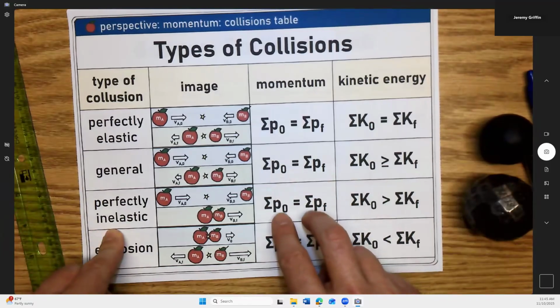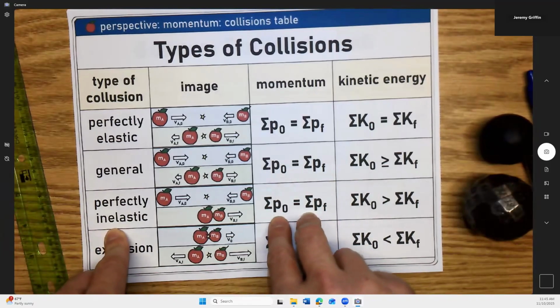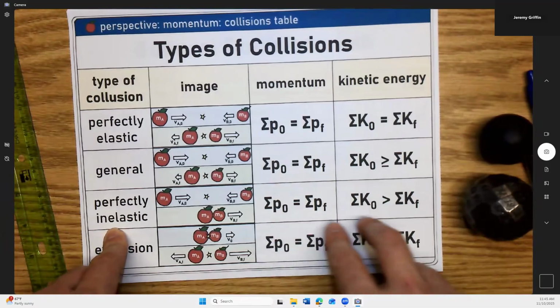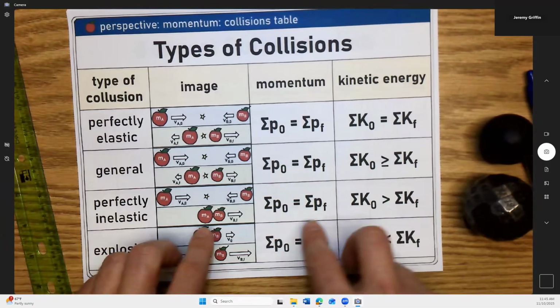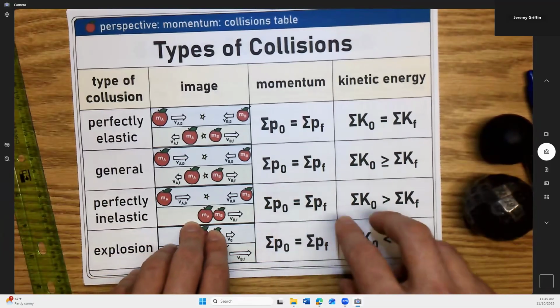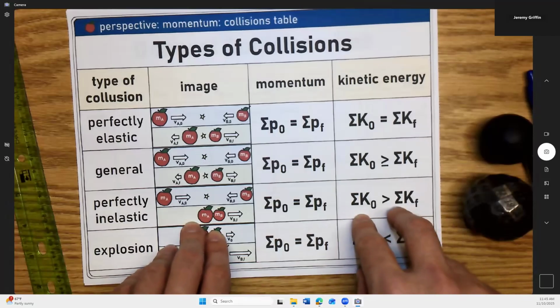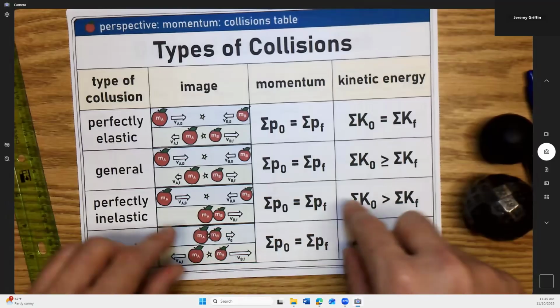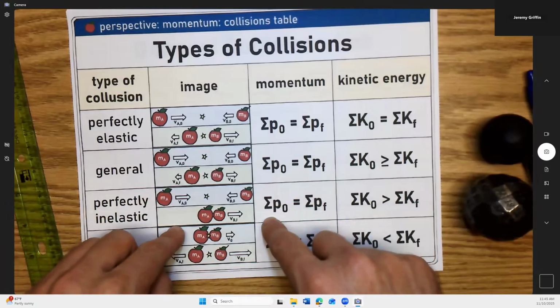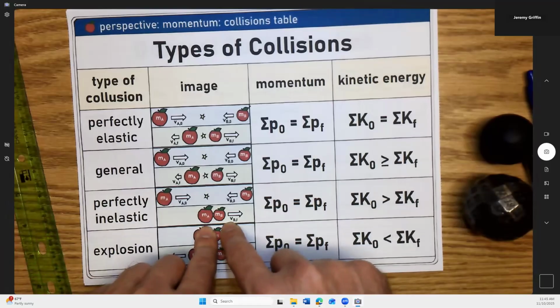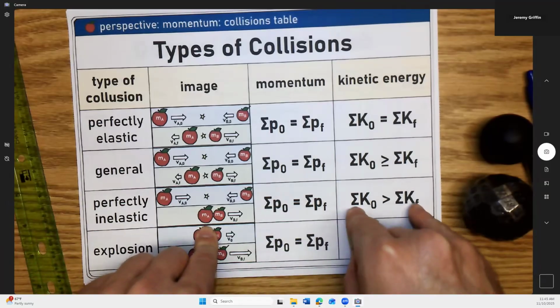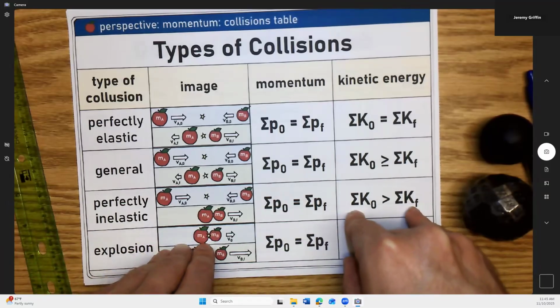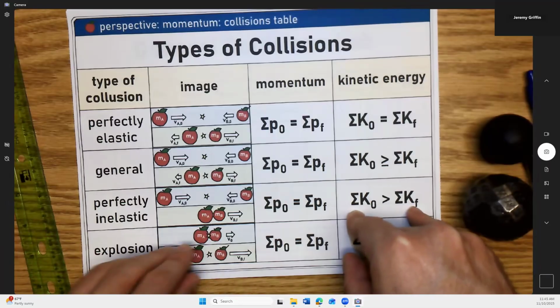Now, perfectly inelastic, they collide and stick, and lo and behold, momentum is conserved again. And anytime two objects collide and stick, guess what happens to kinetic energy 100% of the time? It has to decrease. Because you can make up any masses, any velocities, and if you have them collide and stick together, I can guarantee you, I've never seen a counterexample, the kinetic energy will always decrease.